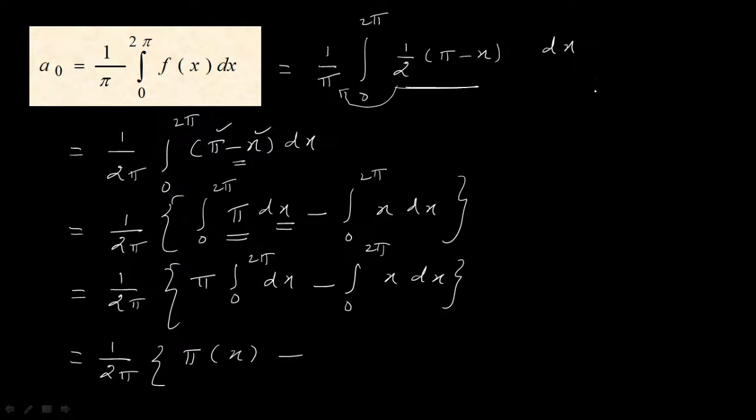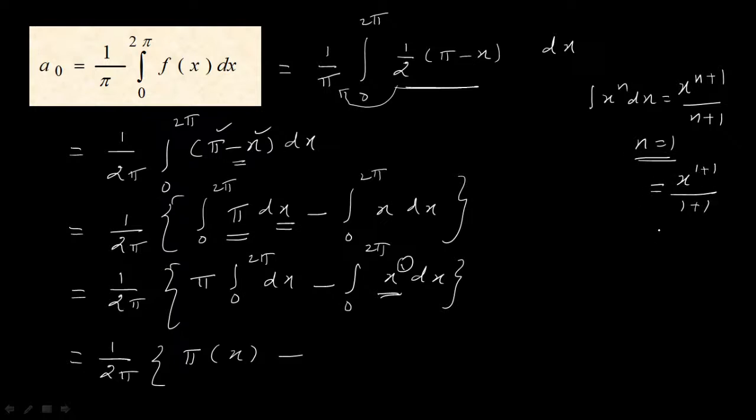What is the formula for integral x power n dx? That is equal to x power n plus 1 divided by n plus 1. Instead of n, here we have 1. If you substitute n equal to 1, because here we have x, which has a power 1, am I right? So substitute n equal to 1, what happens? x power 1 plus 1 divided by 1 plus 1, that is x square divided by 2. So integral x dx is equal to x square divided by 2. So x square divided by 2 with the limit 0 to 2 pi.